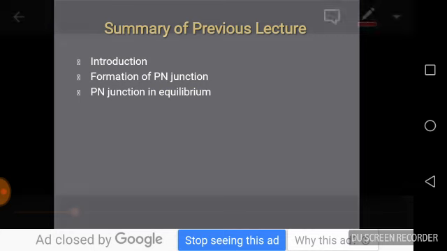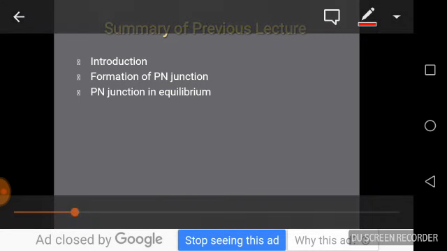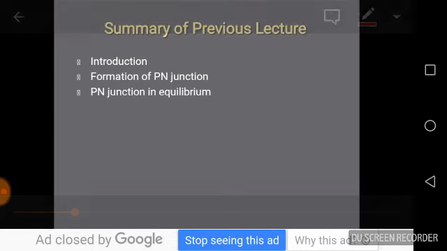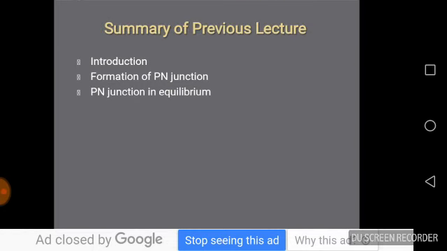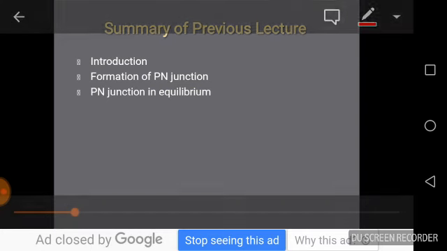Now, in this lecture, we will discuss in detail what is meant by this diode, what is meant by this PN junction as a diode, and what is biasing of PN junction, types of biasing, and VI characteristics of PN junction diode.